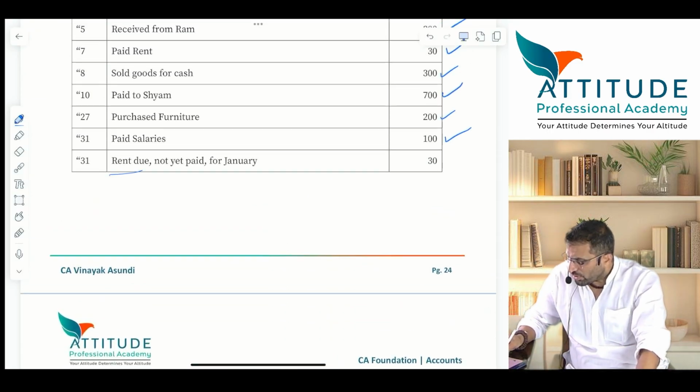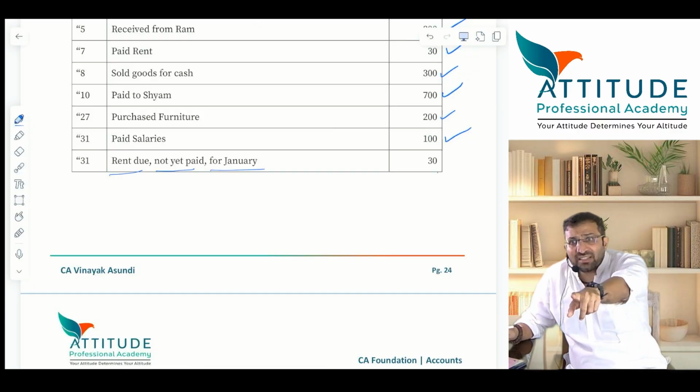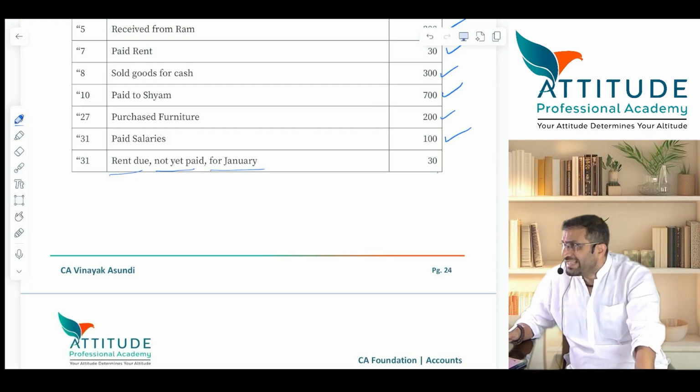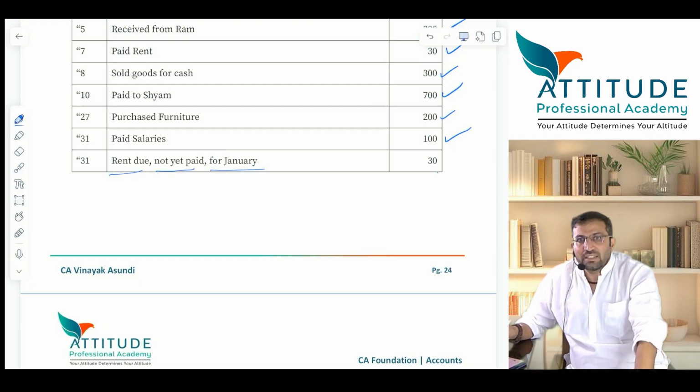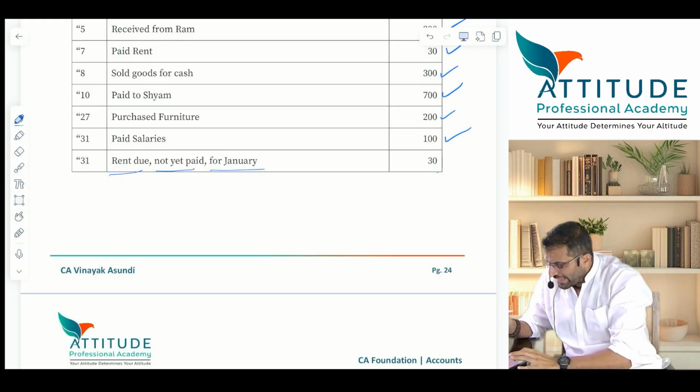Rent due not yet paid for January. Due hai. Is it cash? No. It is not. There is no cash involved here. Journal entry kya hoga? Rent account debit to outstanding rent. So cash is not involved. When cash is not involved, it will not appear in what? So you have to write a note. What?